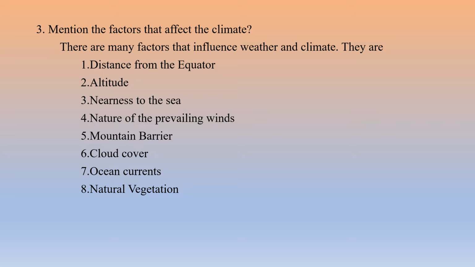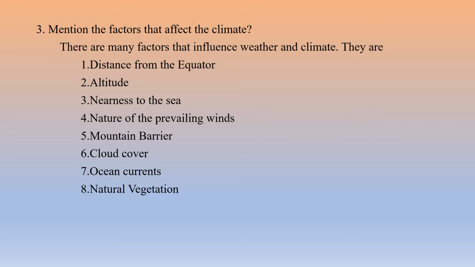Cloud cover. Cloud cover means chillness. When there is cloud cover in the atmosphere, the temperature in that particular area will be very low. When the sun rays, UV rays, penetrate towards the cloud, they are scattered and it does not allow 100% of the sun rays to reach the earth's surface. So cloud cover plays a very important role in predicting the weather condition of a particular place.